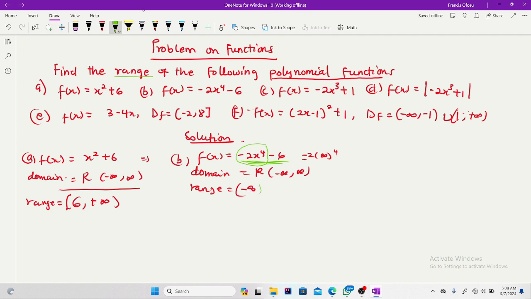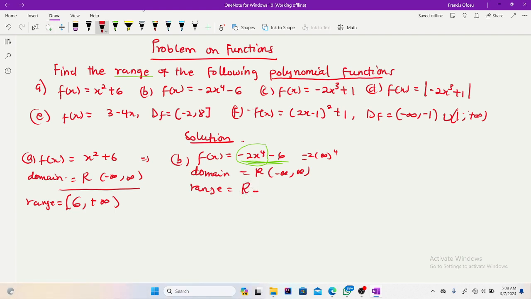So for this one we say that the range is simply giving us a set of negative real numbers. You just write R minus, okay, R minus. So a set of negative real numbers, because this function will produce only negative numbers.